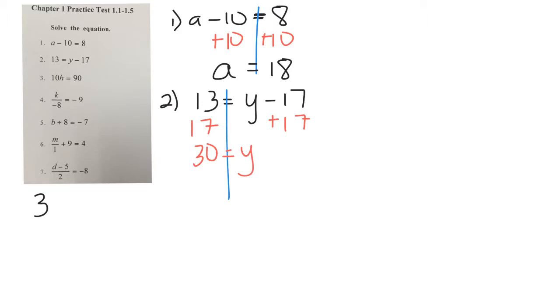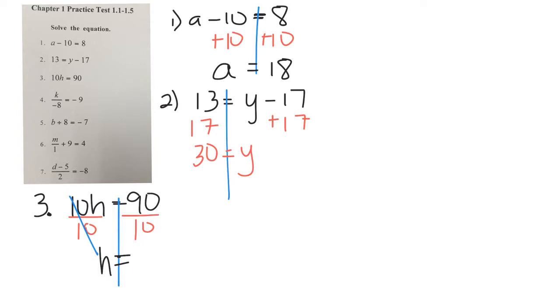Number 3 is 10h equals 90. Now remember, when there's a number with the variable together, that's multiplication. So to undo that, we're going to divide by 10. And I really want to see the fraction bar, not the division symbol. So we show dividing by 10. The 10 by 10 is 1. 1h equals 90 divided by 10 is 9.